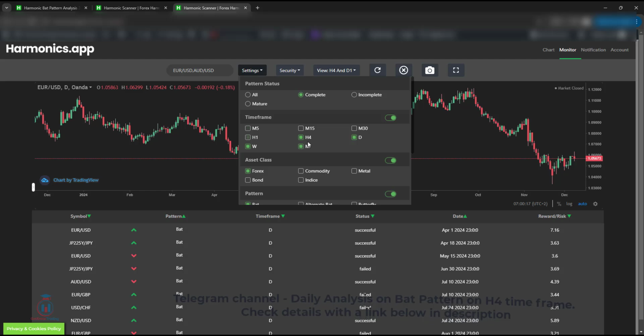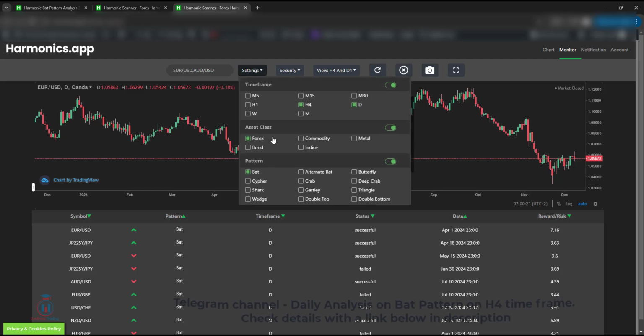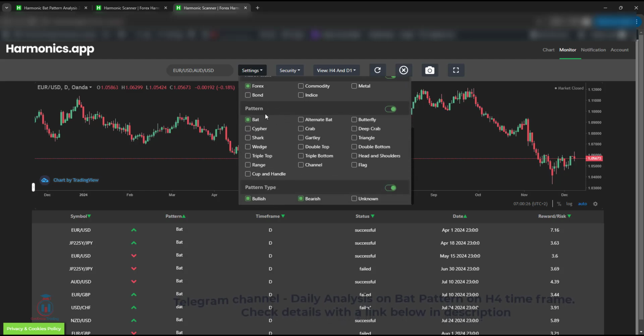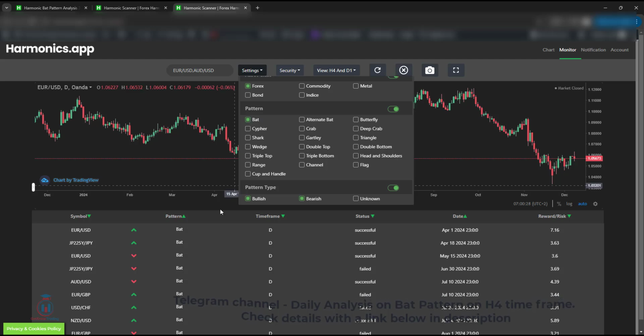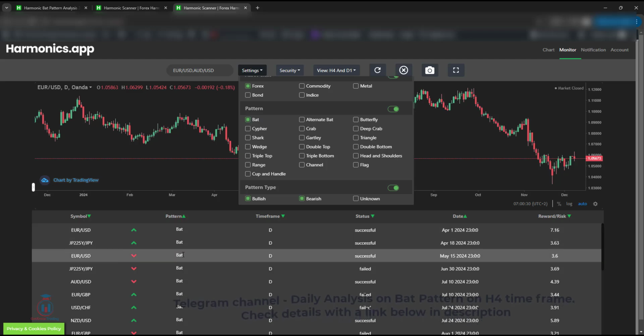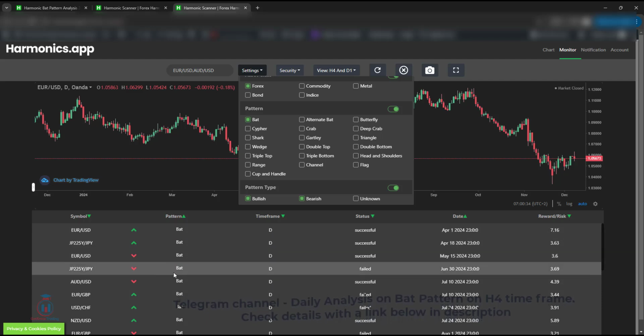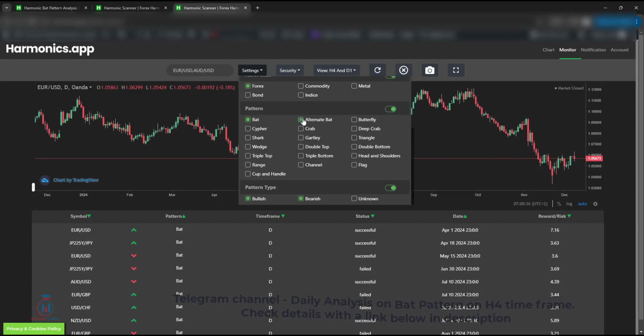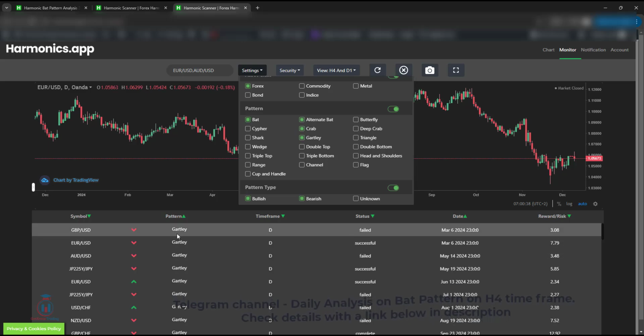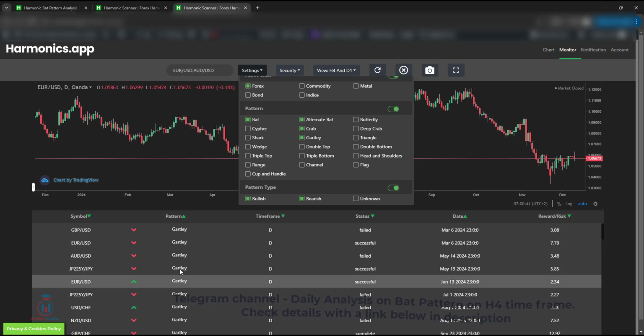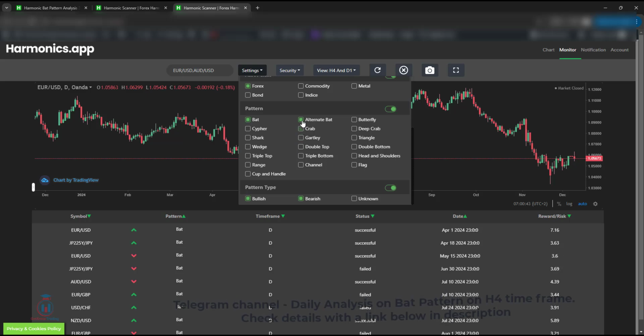If you would like to remove all of these, simply click on them and leave only those that you would like to have. Then you have asset classes, only Forex, and here you have more patterns. I have selected only the bat pattern, which is visible here in this column, because I would like to reuse only the bat pattern. If you would like to add more of them, simply click on them and you will see how they populate here inside this column. I will remove this.